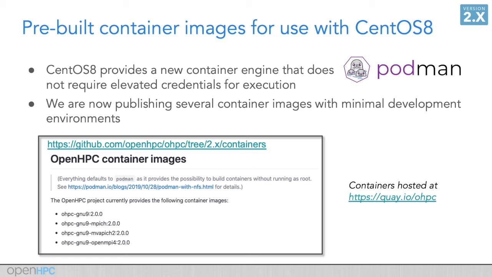So starting with 2.0, we are introducing several different container images that are highlighted here, and these are intended to provide a minimal development environment, with the idea being that you can use these as a starting point for containerizing your applications or for supporting local development work where you'd like to have an HPC stack, say, on your laptop. The 4 containers that you see here are all available in a public container registry, at the quay.io site that you see listed here.